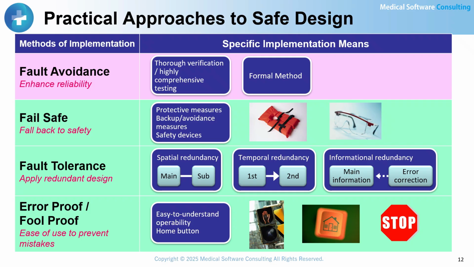And finally, for error-proofing or foolproofing, examples include easy-to-understand user interfaces, or features such as a home button, which help prevent dangerous situations even when users make mistakes. These methods illustrate how safe design concepts can be applied in practice to reduce risk and enhance the safety of medical device software.